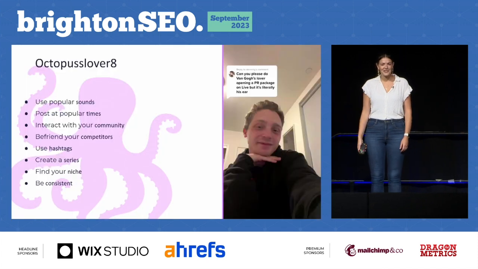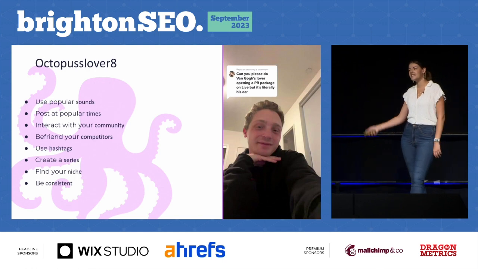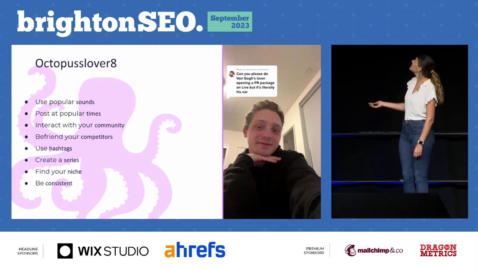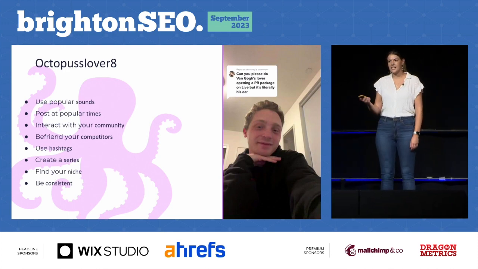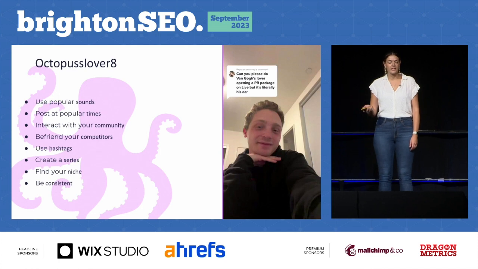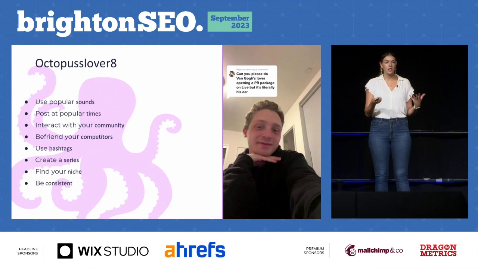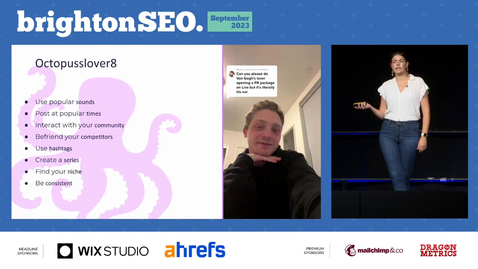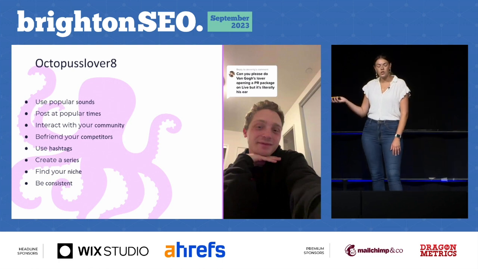So first little case study here is Octopus Lover 8 on TikTok. He's absolutely hilarious. His name is Jake. Definitely check him out if you don't follow him. And he recreates historical events as if they happened in modern times. It's very funny. So he's got a niche. That's his series that he does. He does all of these social media management things that you're meant to do, but often we refer to someone like him as having gone viral.